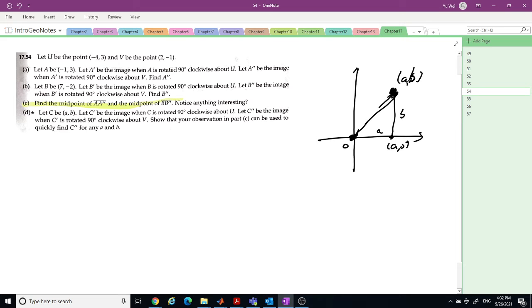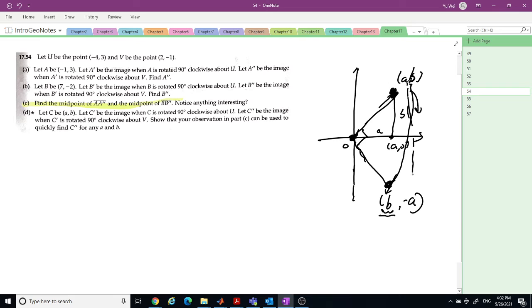So after these coordinates, if it is rotated clockwise 90 degrees, this coordinate will be negative A, and you can see it's still B. Because from here you can see if A and B are positive, here X is still positive, but it's put the B here and put the A here, because A becomes negative.